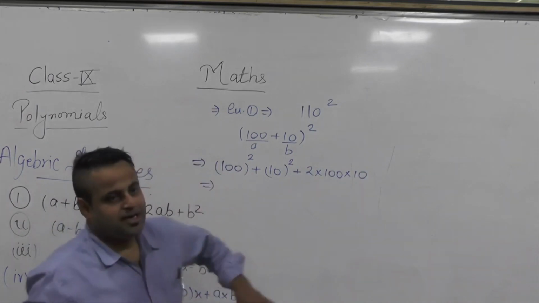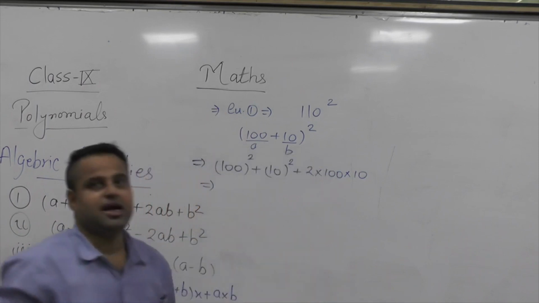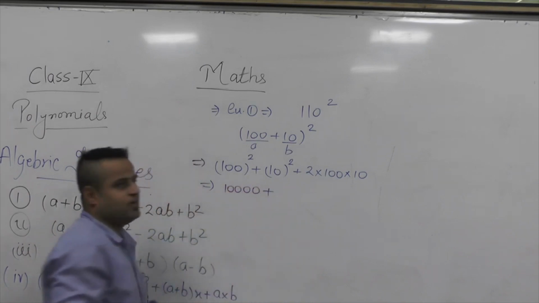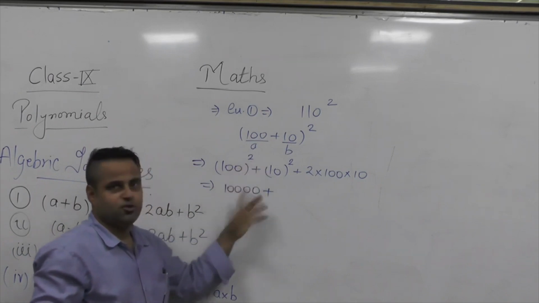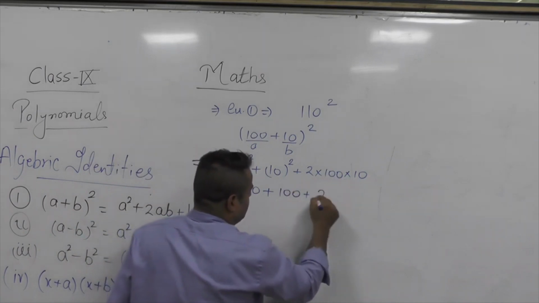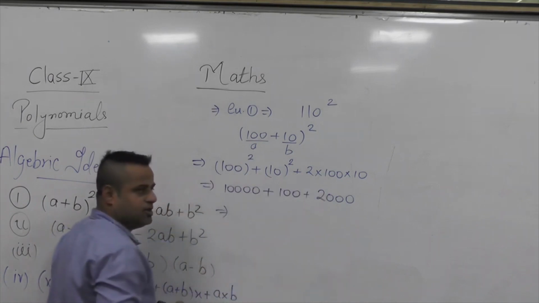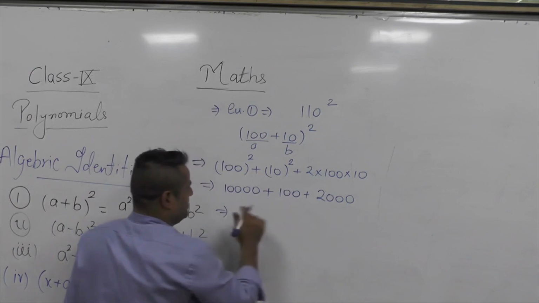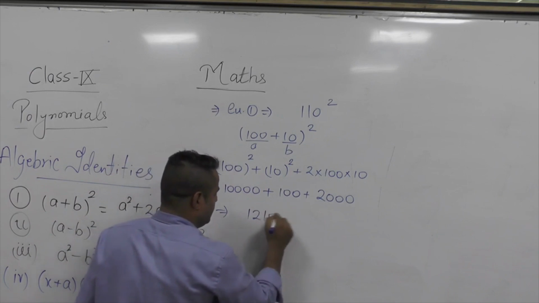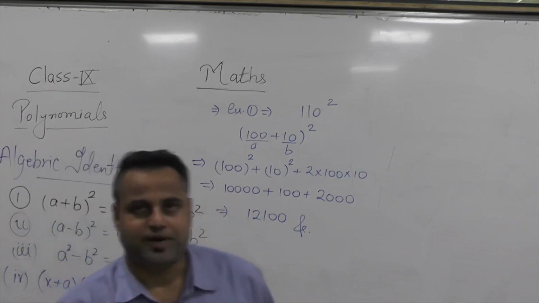Rather than multiplying 110 by 110 and trying to find the answer, it will be easy for us to find the answer by the identity. 100 square is 10,000. It's easy to square 100, like 1 square is 1. Double 2 square is 4 times 0. 10 square is 100, and the product is 2000. We can now add all these numbers. This will become 10,000 and 2000, which is 12,100, and that is our answer. It's very simple to apply this kind of identity.